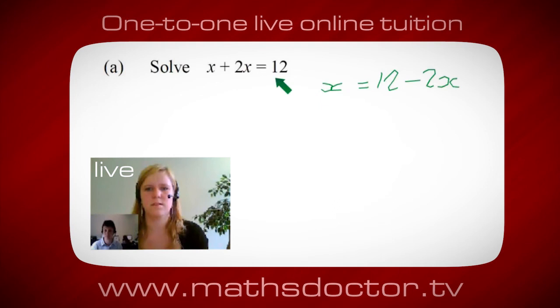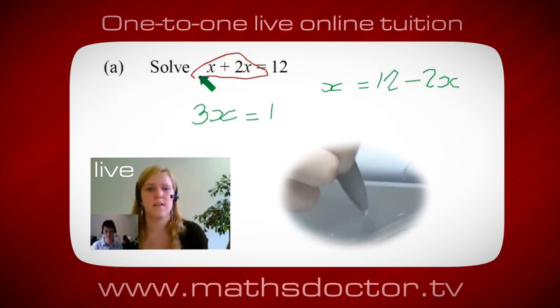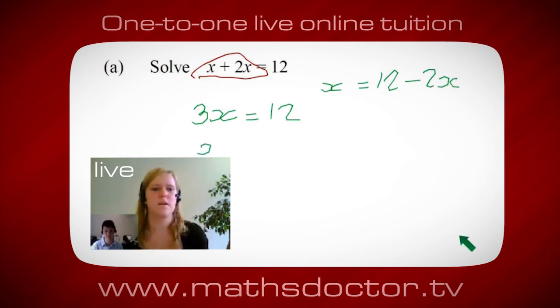equals 12 minus 2x. Okay, so a lot of the time we want to get x by itself, but what we want to do first is get all of these x's together. So can you see anything we can do with this? Get all these together in one place. Oh, okay, it's 3x, isn't it? Yeah, so absolutely. 3x equals 12. Oh, and so x equals 4. Brilliant, spot on, well done.